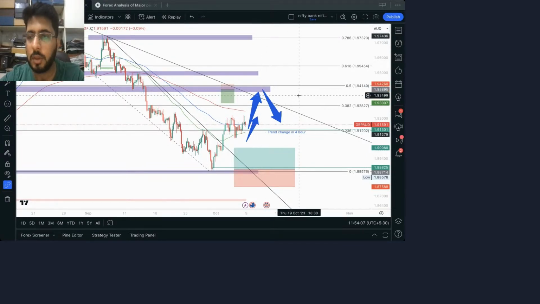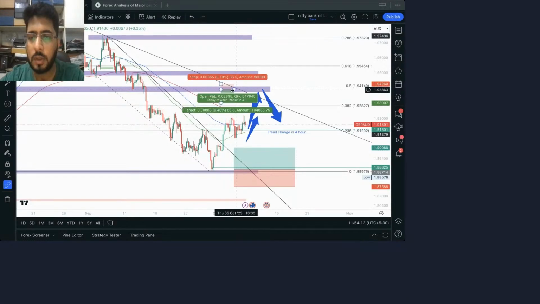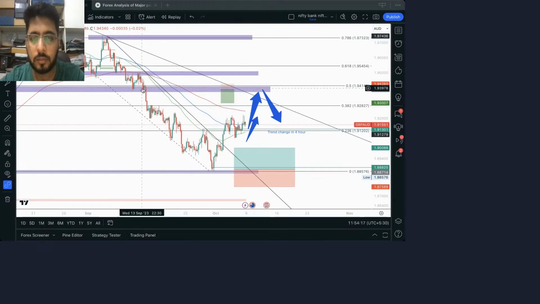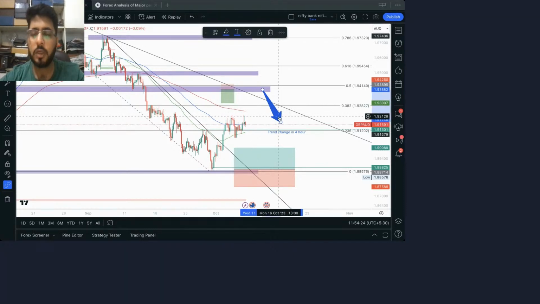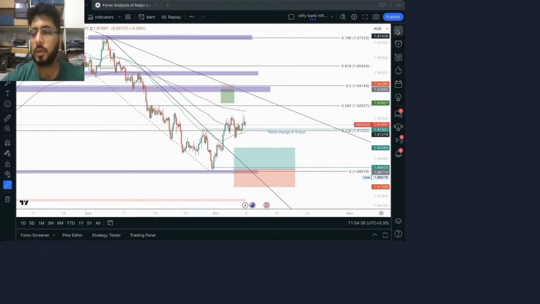See, the round number is very close, 1.94, and the 50 fib. Then let's see. Again, timing is very important. How it goes now.